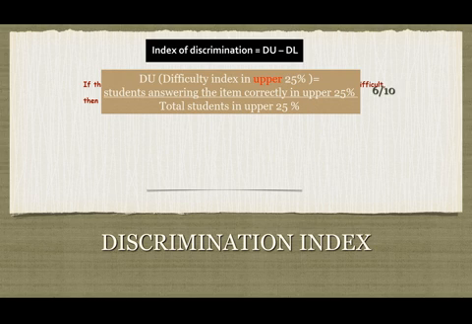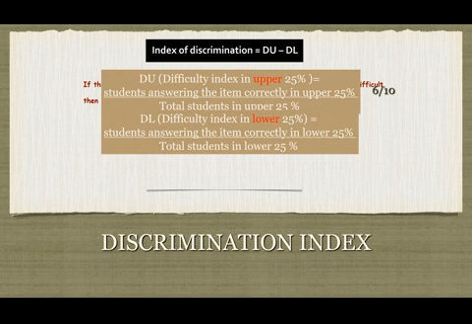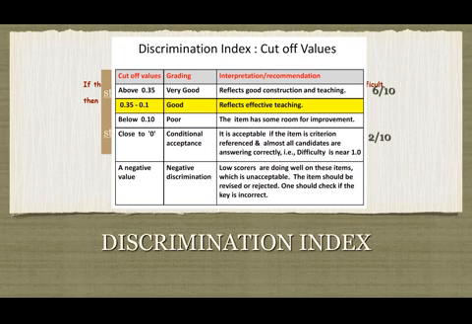For example, there are 10 students who are in the top 25% and 6 out of those answered the item correctly. And again, there are 10 students in the lower 25% quadrant and 2 out of them answered the item correctly. So the discrimination index will be 0.40, which is quite good. But you don't have to calculate these values. They are provided to you in the OMR sheet. I will tell you where.